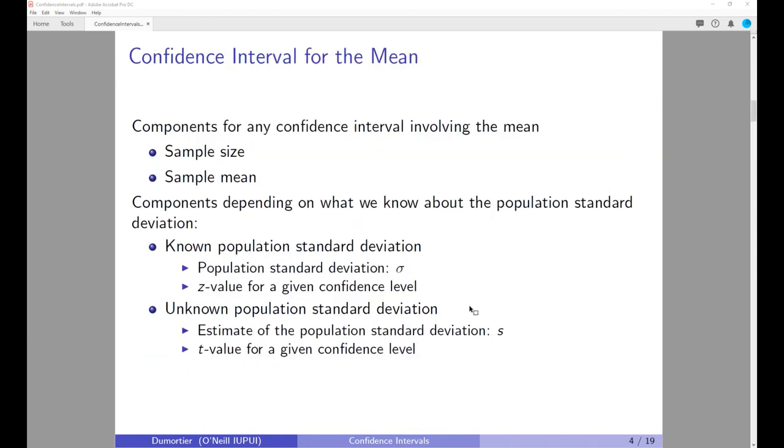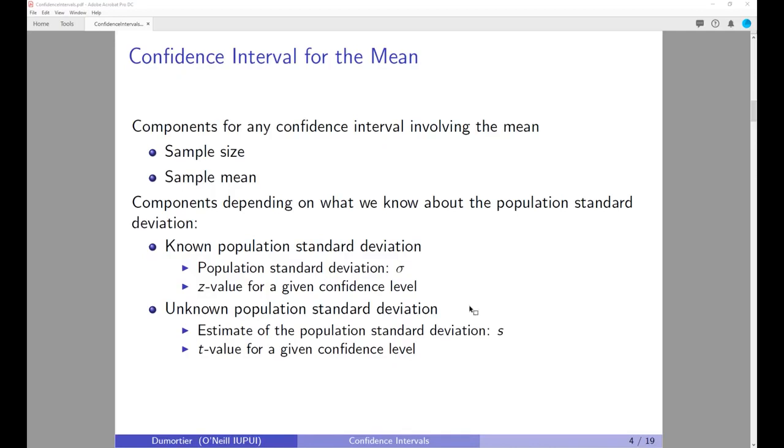Okay, so first look at the confidence interval for the mean. The components for any confidence interval involving the mean are two things: the sample size, so you have to know how many observations you actually have in your sample, and you also have to calculate the sample mean. On the previous slide, I called the sample mean a point estimate. Think about this if you are interested in the starting salary for MPA students. You take the average of all the MPA students that have graduated from the O'Neill School, and you calculate the average. That would be a point estimate of the sample mean.